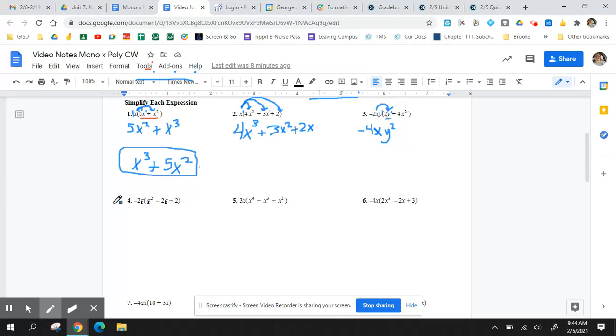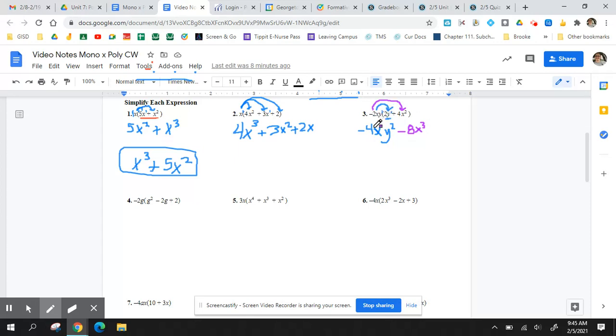All right, so now let me use a different color so you can kind of visually see it better. So negative 2xy times the second term in our binomial. So negative 2 times 4 is negative 8. And then I do have x's over here. So x to the 1, and this one has x squared. So if we add 1 plus 2, we get x cubed, or x to the third power.